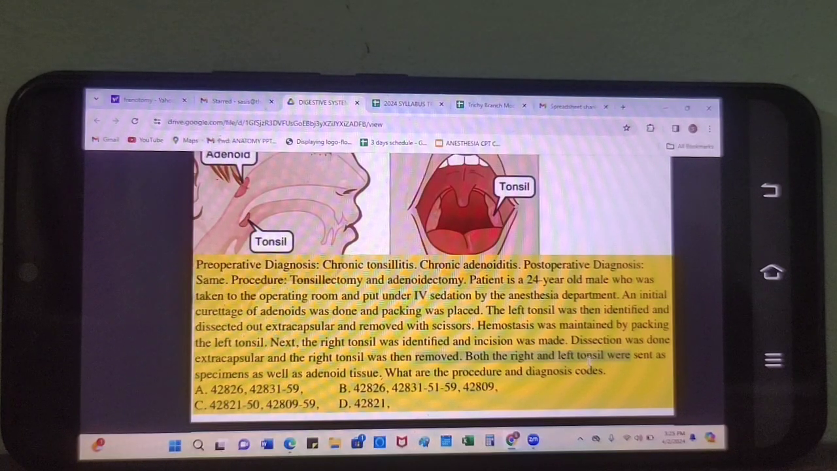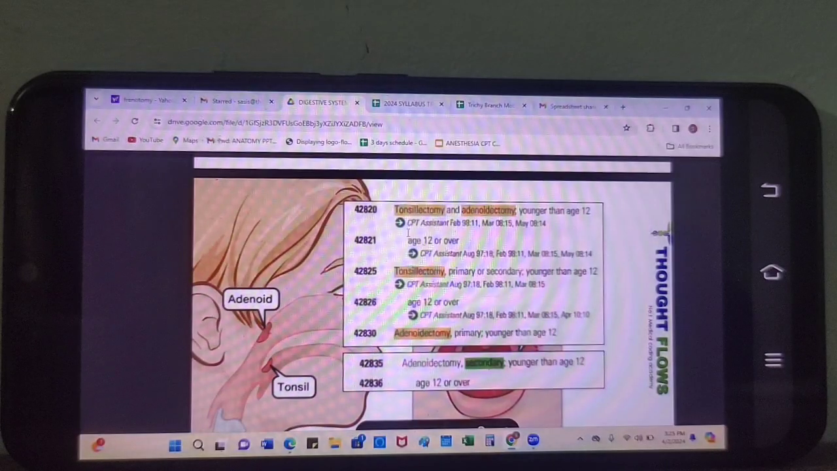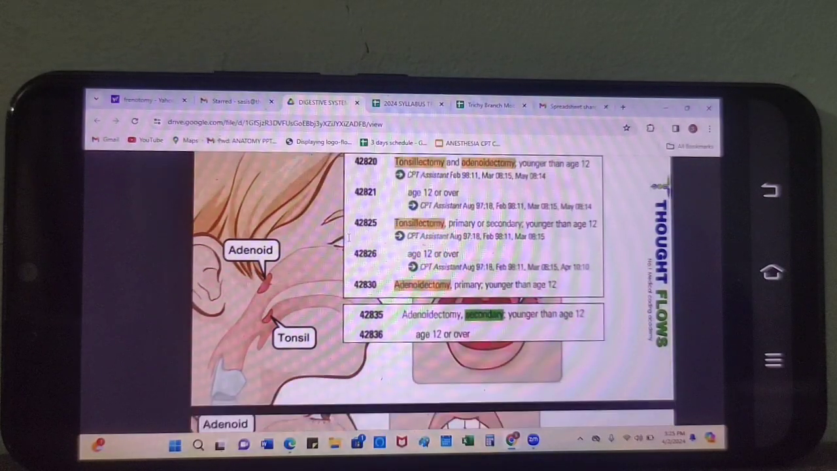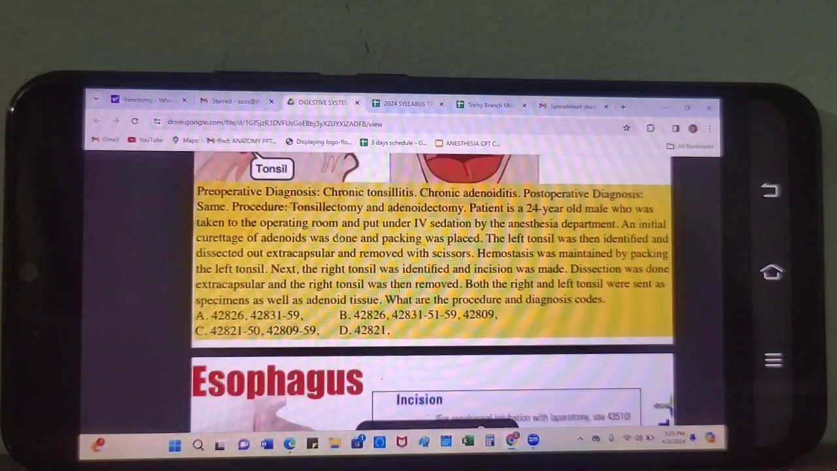Okay, so option D is the correct answer. 42821, tonsillectomy and adenoidectomy. Patient age is 12 years or older, so 42821. That is the correct answer. Did you understand? Any doubt?